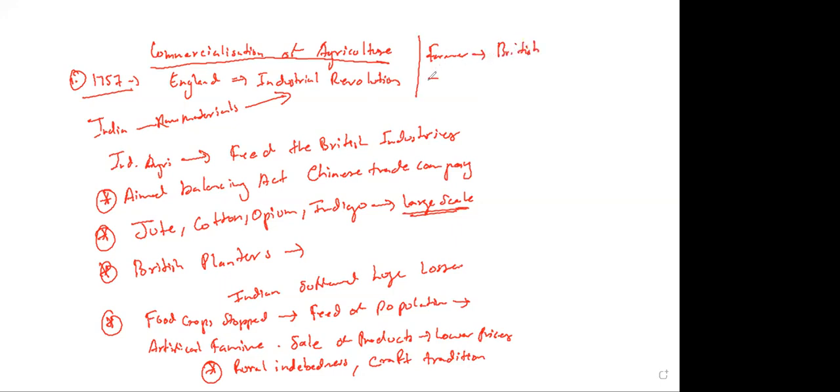And once a self-sufficient Indian economy, which had a favorable balance of trade with the Mughals, now this balance of trade was totally destroyed, and villages suffered. So the commercialization of agriculture, which started from 1757, had its impact on the Indians.